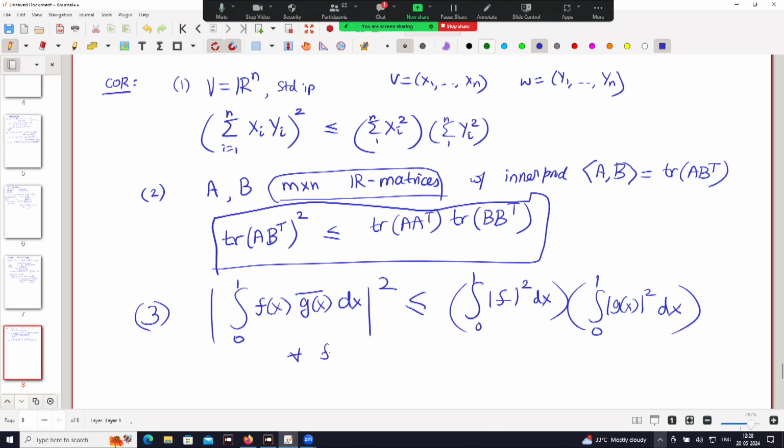And for what? For all f, g continuous complex valued functions on [0, 1]. Okay. So, in a sense I have written down three statements, one about real numbers, one about matrices, one about functions, but all of them are actually just the Cauchy-Schwarz inequality applied to different vector spaces with different inner products.